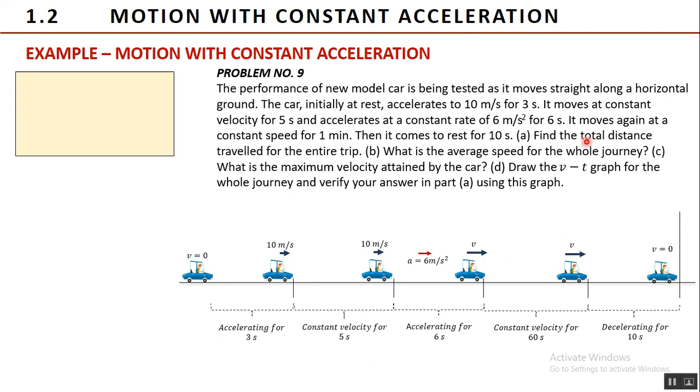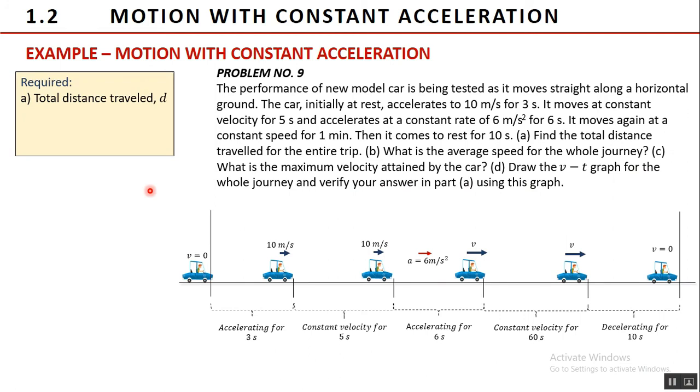Letter A, find the total distance traveled for the entire trip. Letter B, what is the average speed for the whole journey? Letter C, what is the maximum velocity attained by the car? Letter D, draw the velocity time graph for the whole journey, and verify your answer in part A using this graph.